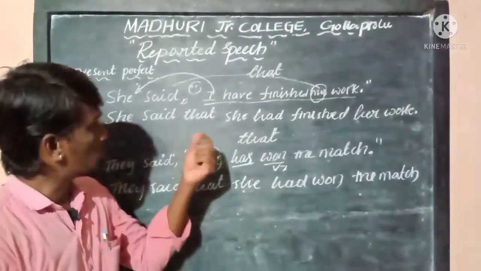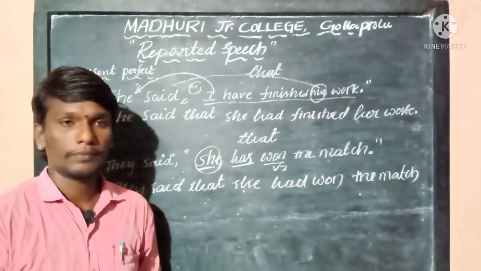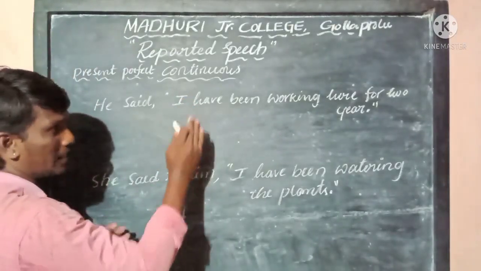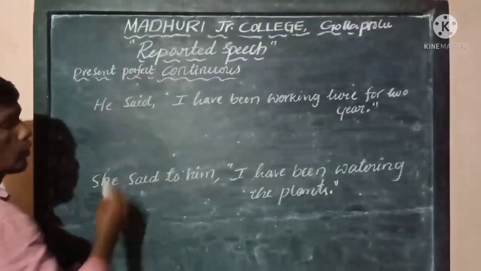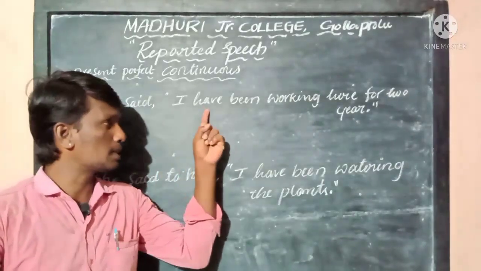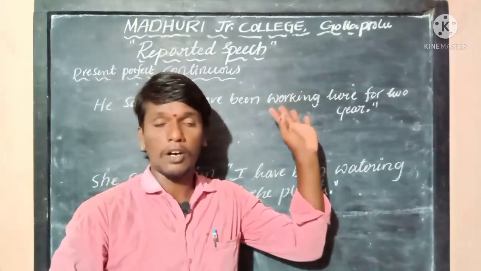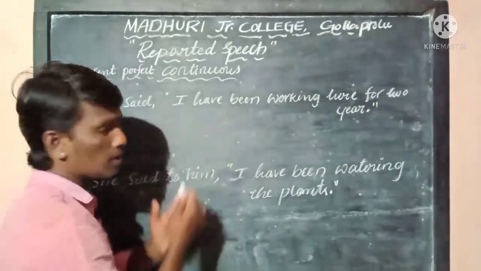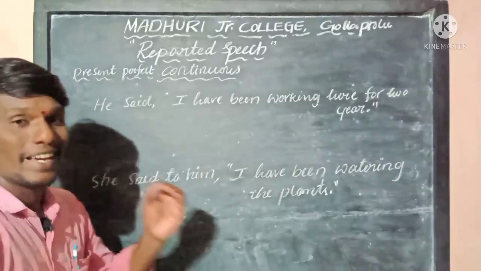Now let us talk about present perfect continuous tense. Now let us change direct speech into indirect speech when the reported part is in present perfect continuous tense. The structure of the present perfect continuous tense is subject plus have/has plus been plus V1 plus ing, that is nothing but V4, plus object. This is the structure of the present perfect continuous tense. Now this present perfect continuous tense can be changed into the past perfect continuous tense in indirect speech.